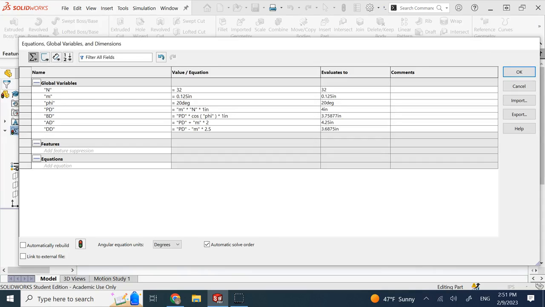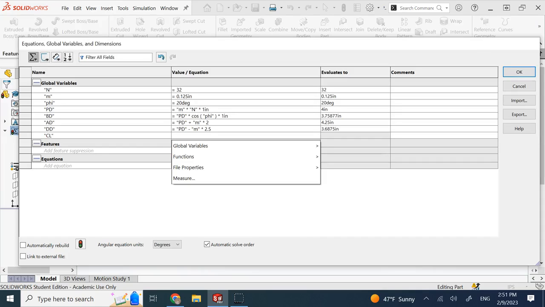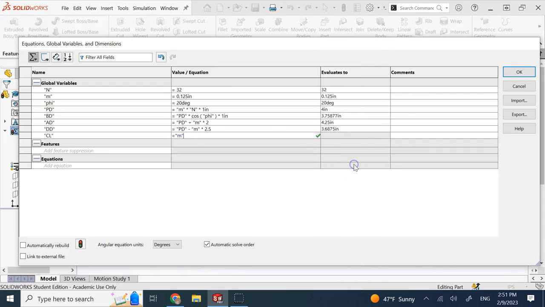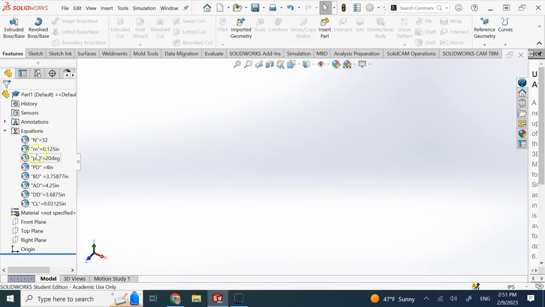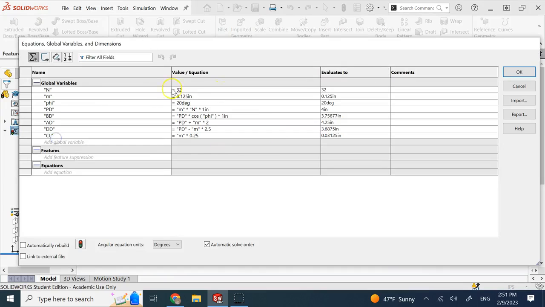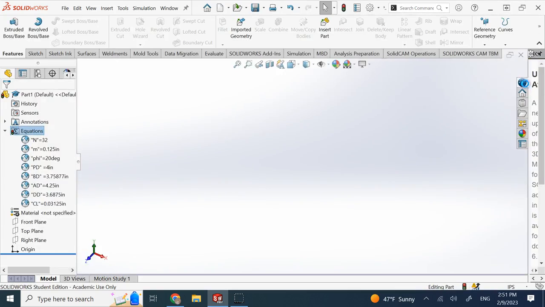And then we also need a clearance, CL, which is going to be 0.25 times M. So I need to add that as well here, times 0.25. That is the amount of clearance that I need. Okay, so far these are some important parameters that I have calculated. And now you see they're all under the Equations tab in the tree, and I can always right click, manage equations, and go back and modify anything that I need.